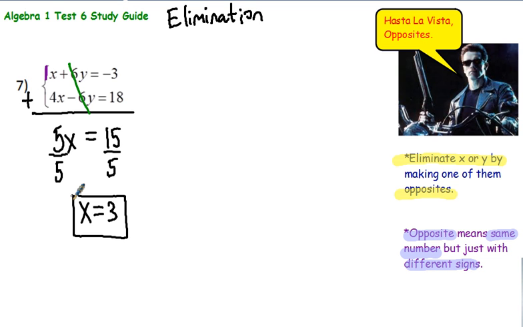Now, you still need to know what the y is, so we still have to substitute this x into one of the equations. Again, doesn't matter which one we pick. We said pick the one that looks easier. I'm going to go with the top one. Looks like there's a little bit less going on with that one.